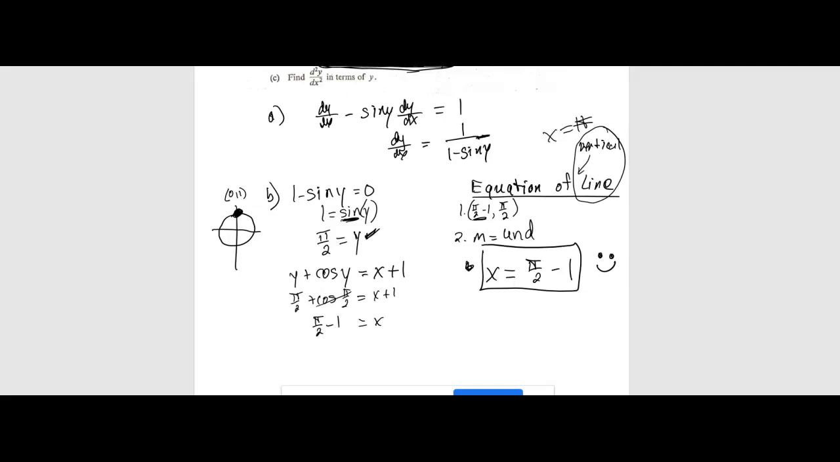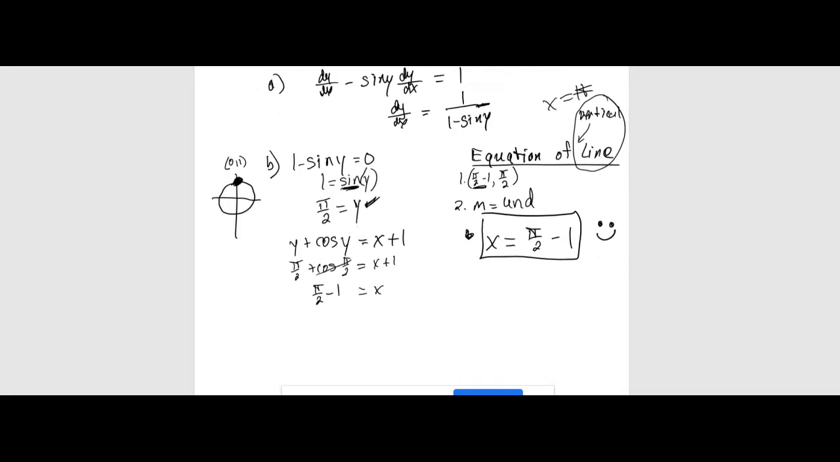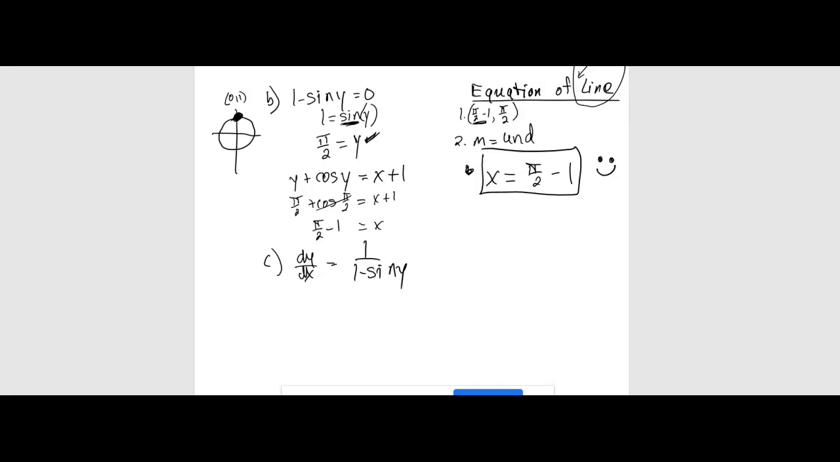All right, letter C. C is what we did yesterday real quick. It was the somewhat new thing. Just do the second derivative. And all the second derivative was taking the first derivative, 1 over 1 minus sine of y, and then just doing the derivative of that. So quotient rule, probably how I would approach this.